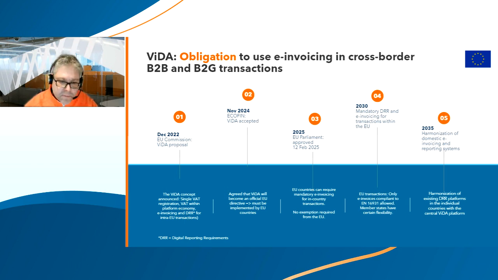Let's have a look at this timeline quickly. Just a few days ago, on the 12th of February, the vote in the EU Parliament took place and confirmed the final package of VIDA, with a strong majority. The EU Council agreed that the new EU system for digital reporting requirements, DRR for short, should be operational in 2030, and that all existing national systems should be interoperable with the EU systems by 2035. So it's still a little bit of time in front of us, but it's coming. It's decided by the EU Parliament, and all the member states have to follow this regulation.